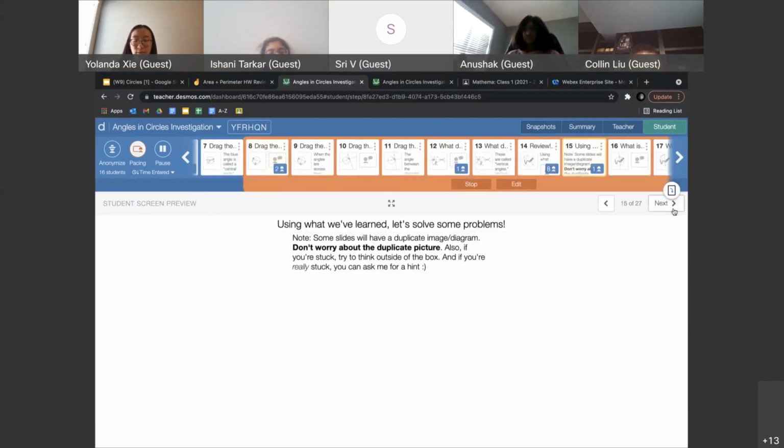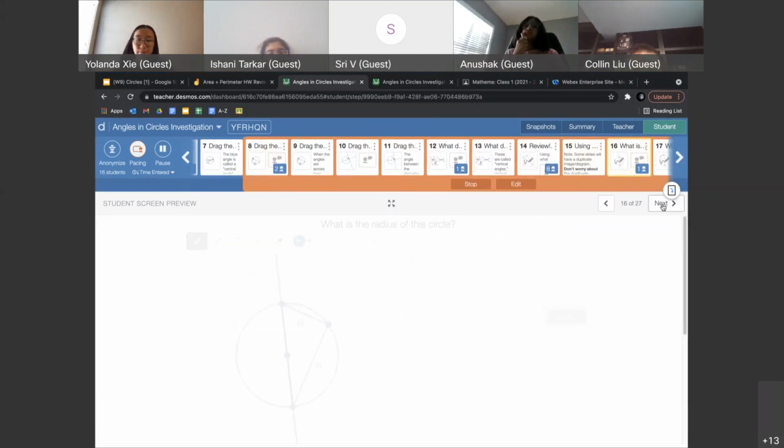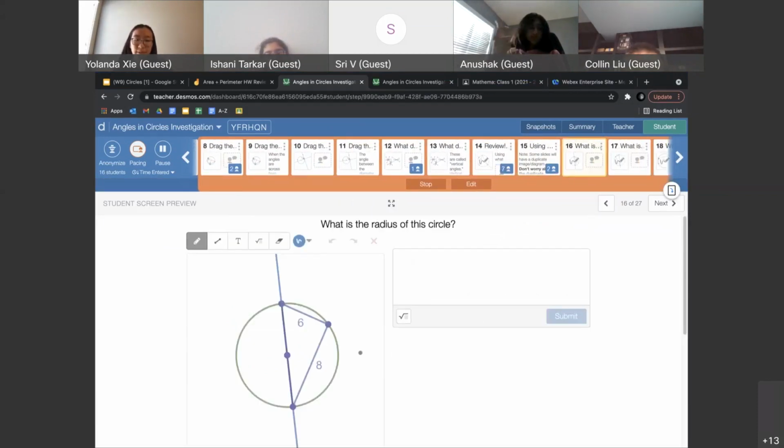So these are just going to be some problems. We can go through them basically one at a time. So slide 16. All right, everyone go to slide 16. Yep, I see you guys moving there. It says, what is the radius of this circle? Using the properties we've learned, try and figure this one out. You also have to combine properties from our triangles lessons.